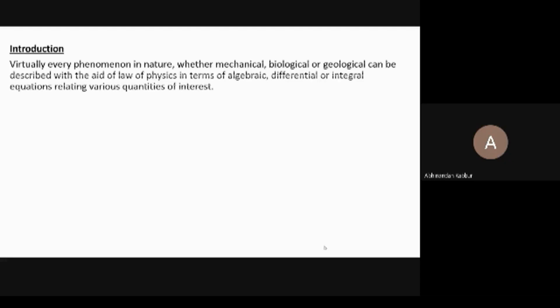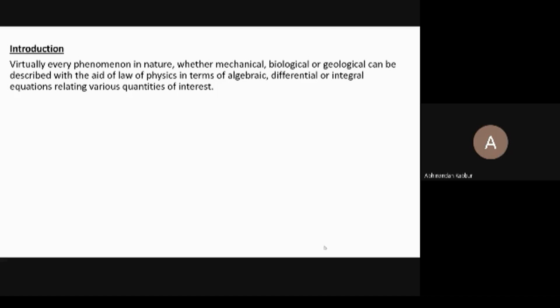So to begin with the introduction, virtually every phenomenon in nature, whether it may be mechanical, biological, or geological, can be described with the aid of the laws of physics. In terms of what? Laws of physics, in terms of algebraic, differential and integral equations relating to various quantities of interest. Where I have interest, those areas are defined with laws of physics in terms of algebraic equations or sometimes differential and integral equations.